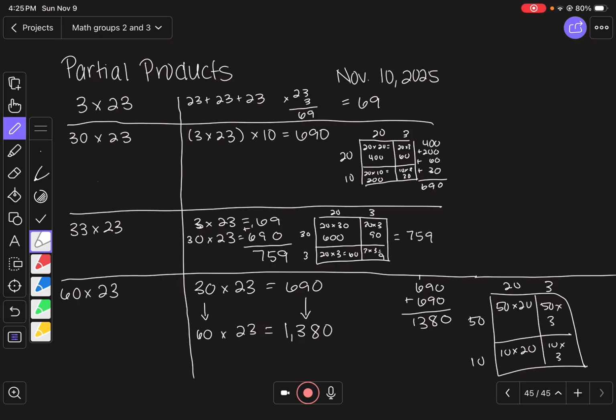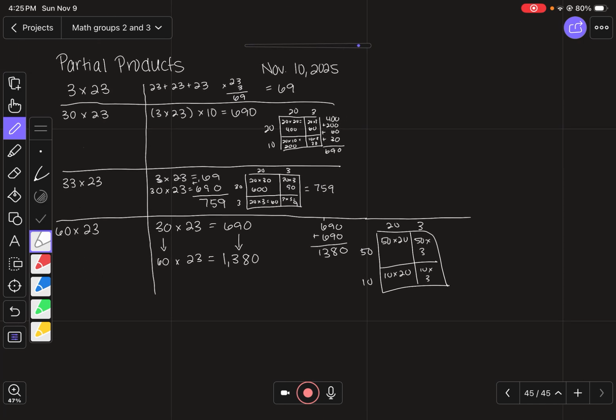Definitely what you don't want to do is add 23 60 times. That would take you forever, and you don't want that. Okay, so a couple more.